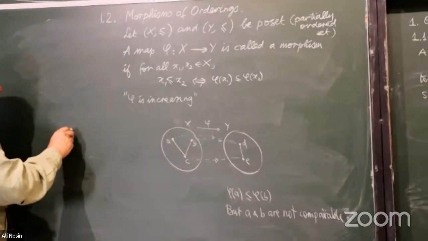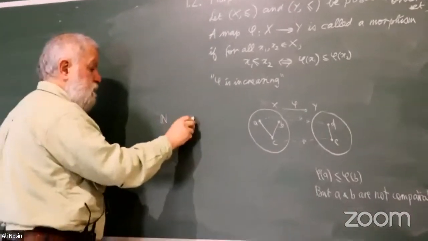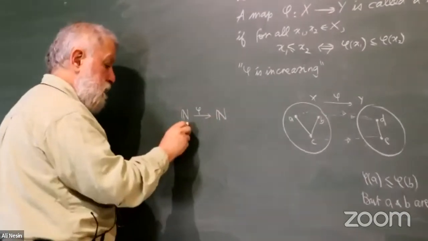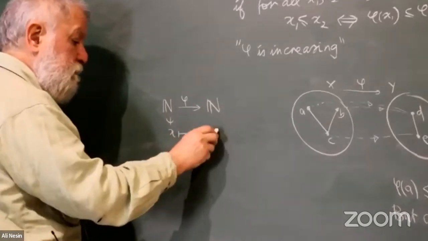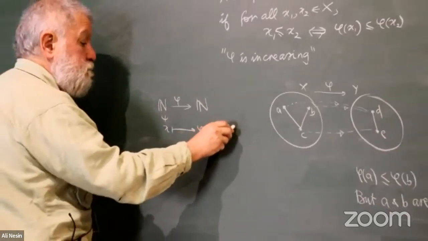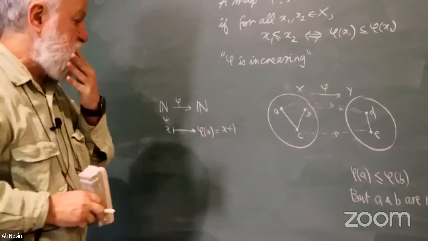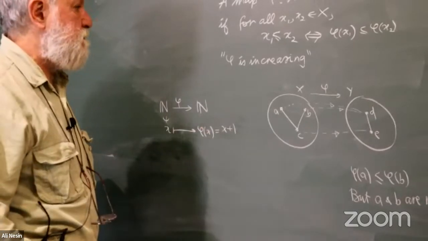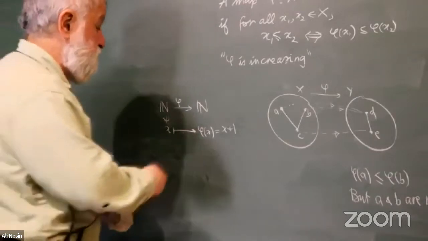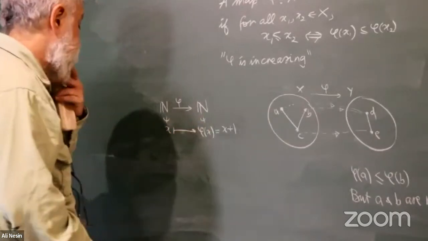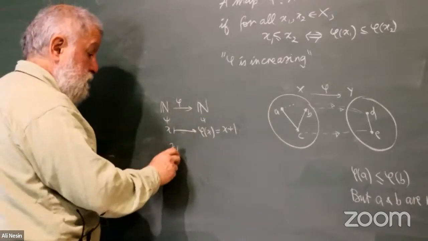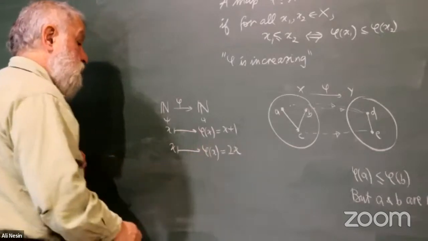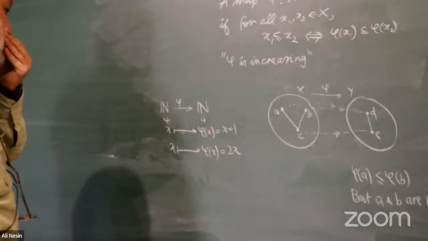But I give another example. Take natural numbers with the usual ordering on both sides. Take phi, define phi to be x plus 1. Of course, this is increasing, right? So it's well ordered. This is a homomorphism. Or you can take x goes to phi of x equal to 2x. This is also a homomorphism. It's increasing.